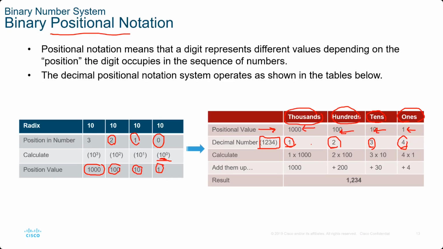And to find the actual value of the number, you just multiply each number with its positional value and then add them together. 1 into 1,000 is 1,000. 2 into 100 is 200. 3 into 10 is 30. And 4 into 1 is 4. Then you add all these numbers together: 1,000 plus 200 plus 30 plus 4. And you get the actual value, which is 1,234. It's no longer 1, 2, 3, 4. It is 1,234 when you multiply each number with its positional value and add them all together.